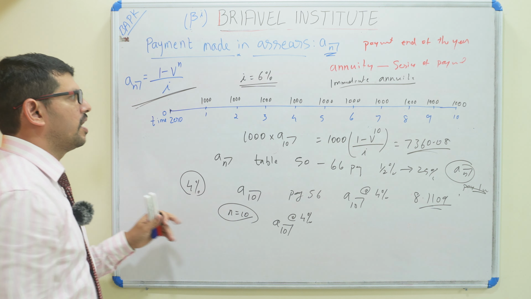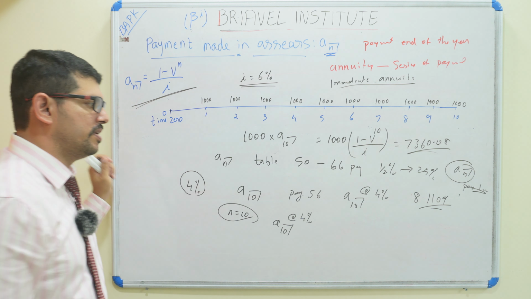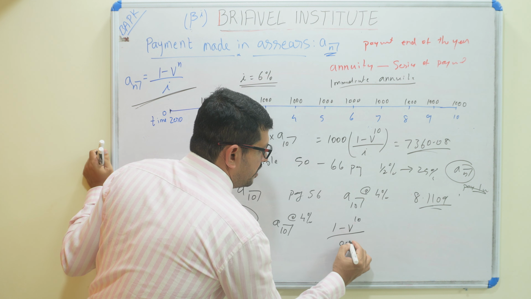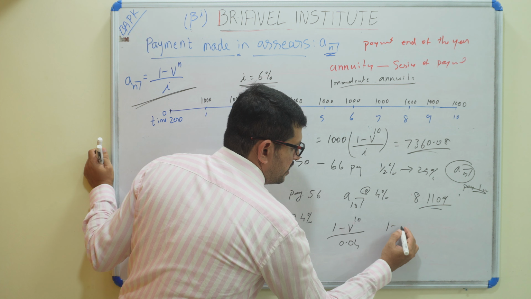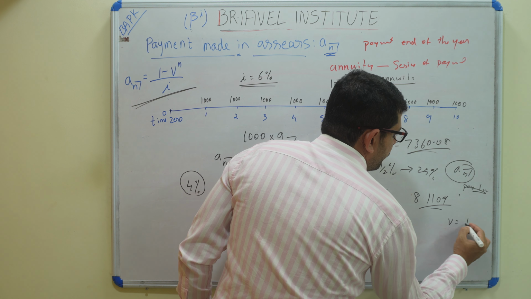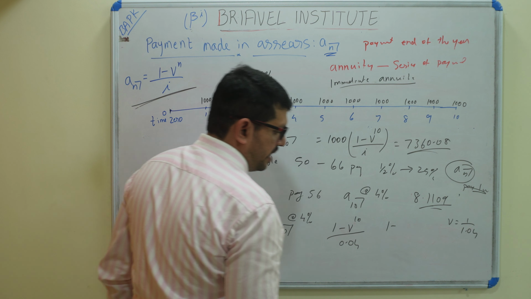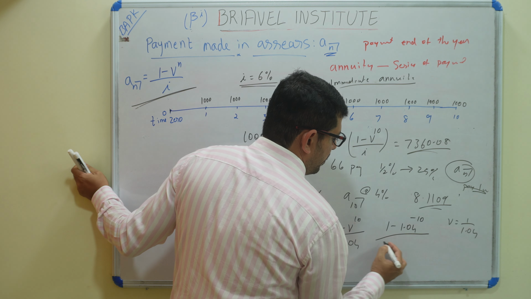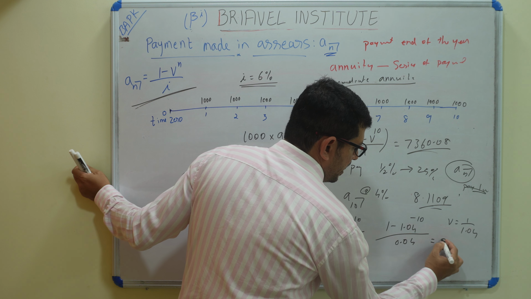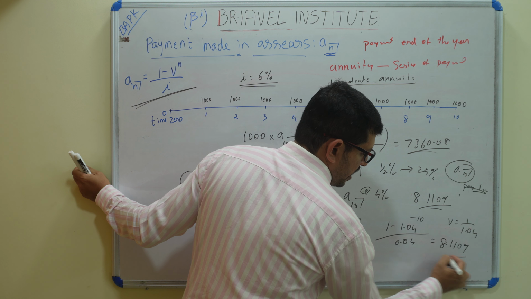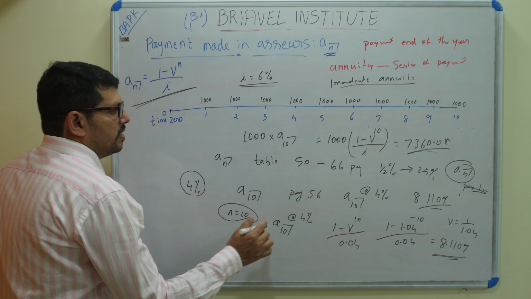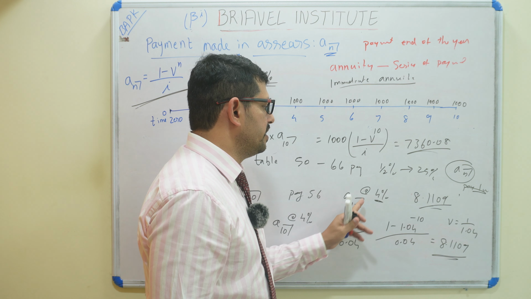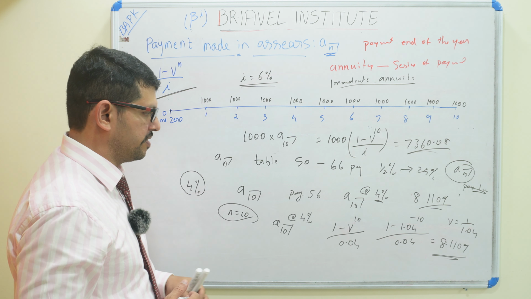So instead of i is equal to 6%, the interest rate is 4%. So what will be (1 minus v raised to 10) divided by 0.04? Here v is equal to 1 divided by 1.04. So 1 minus 1.04 raised to minus 10, whole divided by 0.04. This will give 8.1109. So this AN, A10, is representing 4% interest.